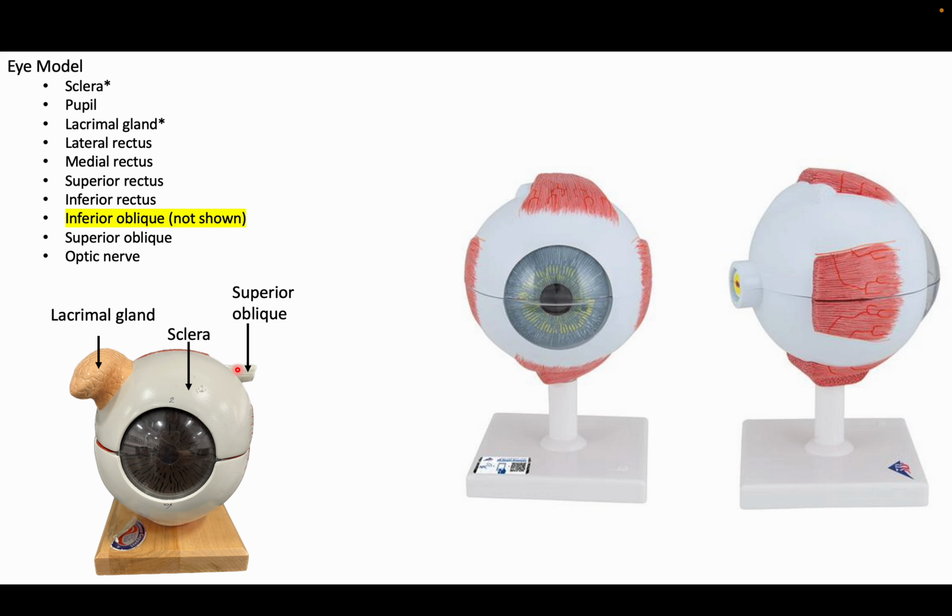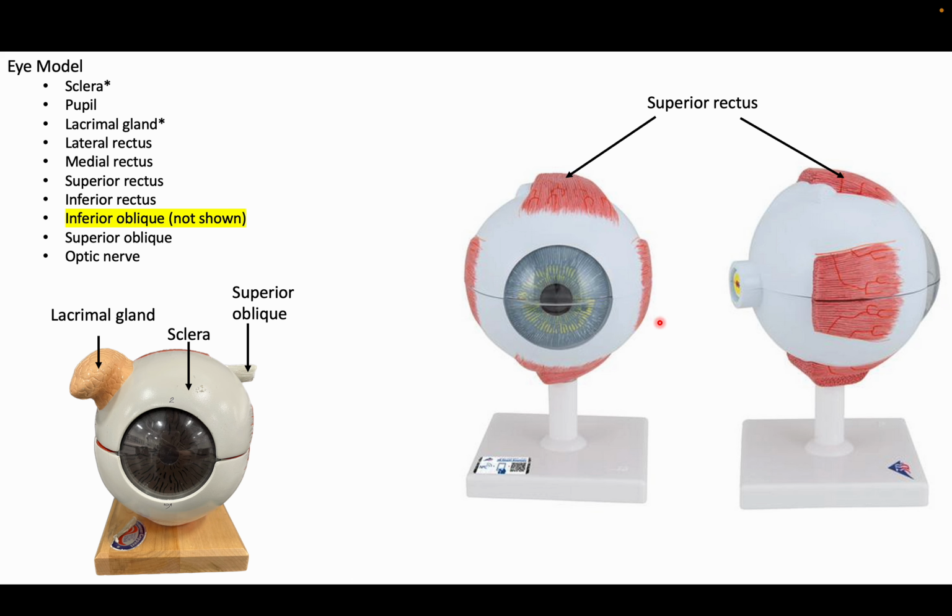This is the superior oblique muscle. This muscle is actually going to help depress your eye, so keep it a little bit downward. The muscle on the bottom is called the inferior oblique. It's not shown here, but the inferior oblique muscle would be the one that helps elevate the eye.